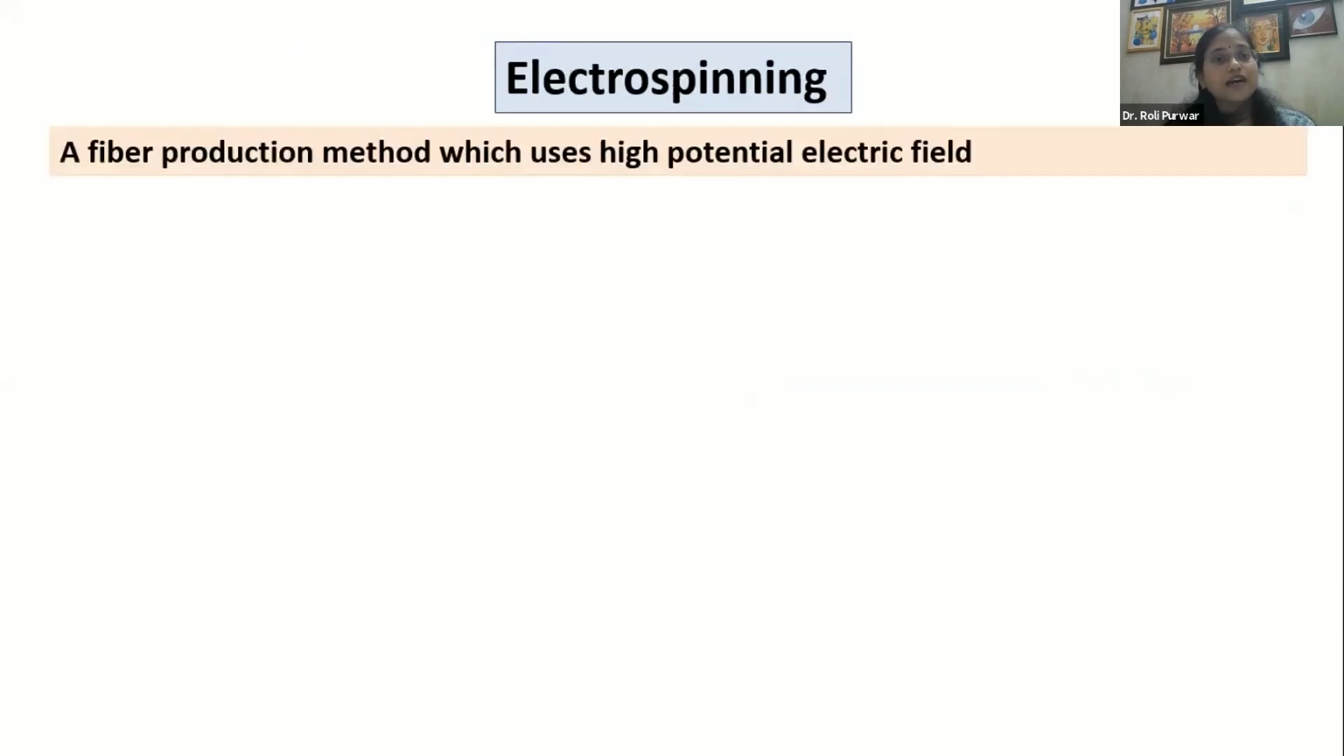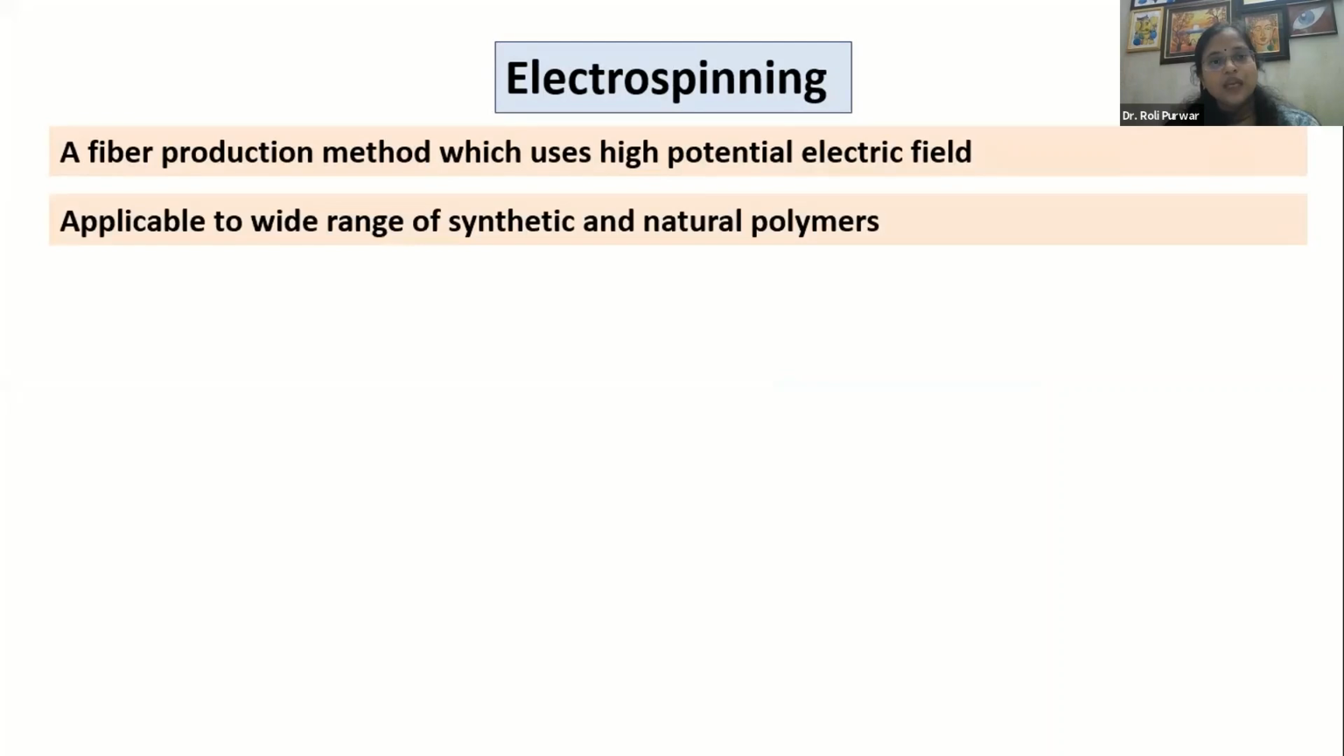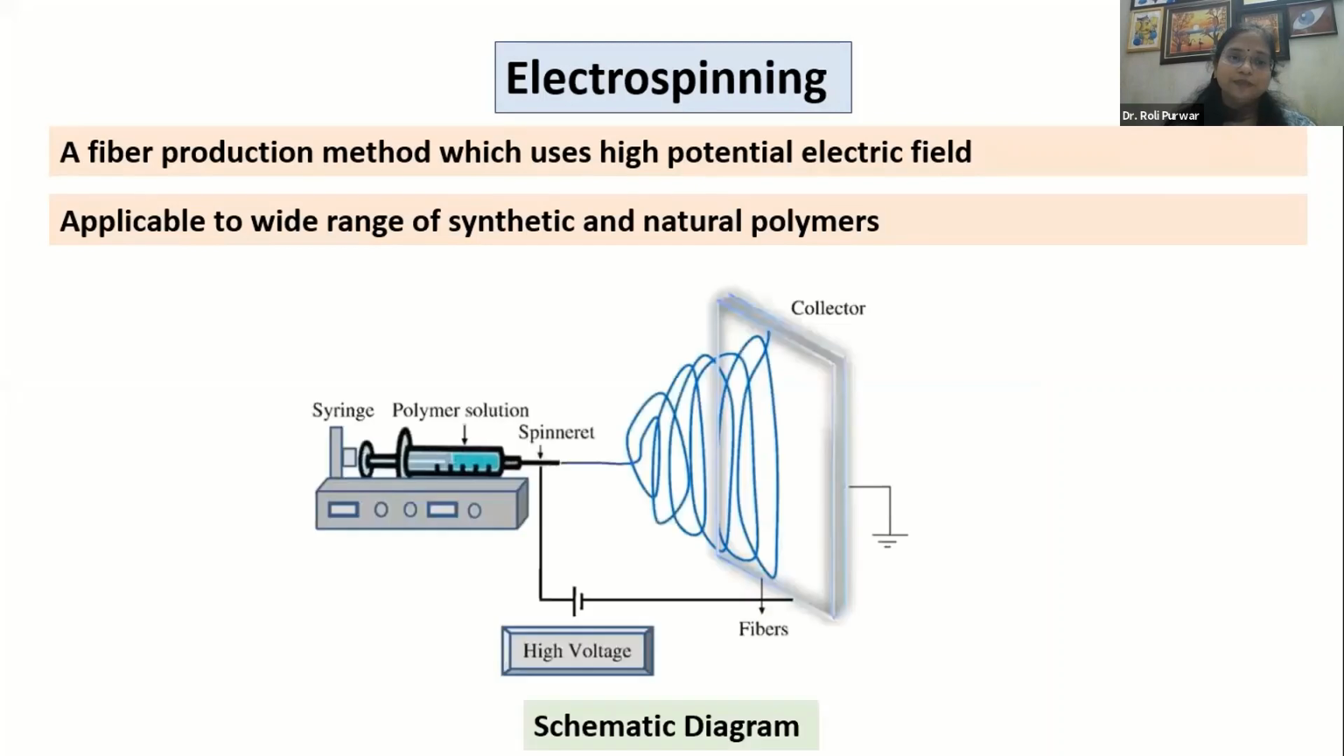This is a fiber production method which uses a high potential electrical field. It is a solution spinning method, where we make a dope solution, and to this dope solution we apply an electric field, and we can make nanofibers by electrospinning. The major advantage of this particular process is that it is applicable to a wide range of synthetic and natural polymers.